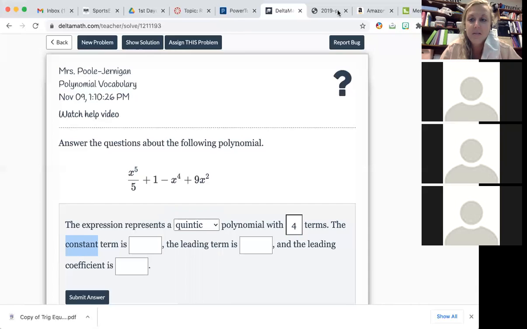Uh-oh, y'all. I'm going to help you out with this one. I need my other people to speak up too, though, if you want to earn your extra credit. So the constant term is 1. Constant just means it's the plain number, okay? The leading term, you're looking for the biggest one, the one that would be out front if you put it in standard form. So it'd be x to the 5th over 5.